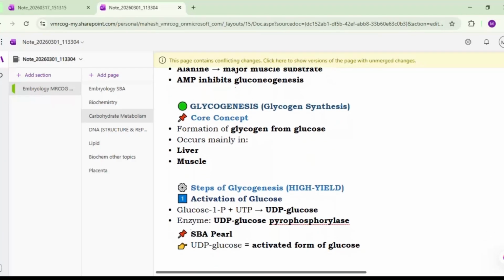Now the last small topic is glycogenesis, that is the synthesis of glycogen. The core concept here is that it is the formation of glycogen from glucose.